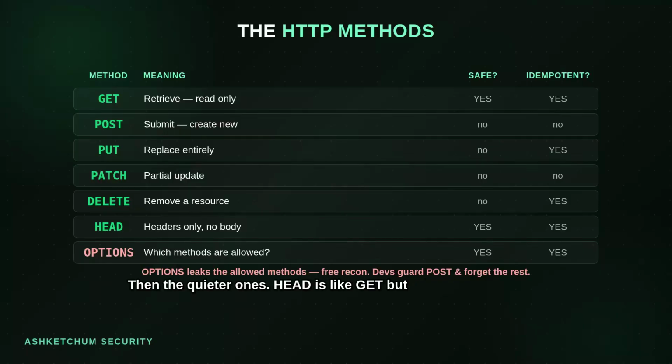DELETE removes a resource. Then the quieter ones. HEAD is like GET but returns only the headers, no body. OPTIONS asks the server which methods it even allows, and for a hacker that's reconnaissance, because it can reveal methods the developers didn't mean to expose.